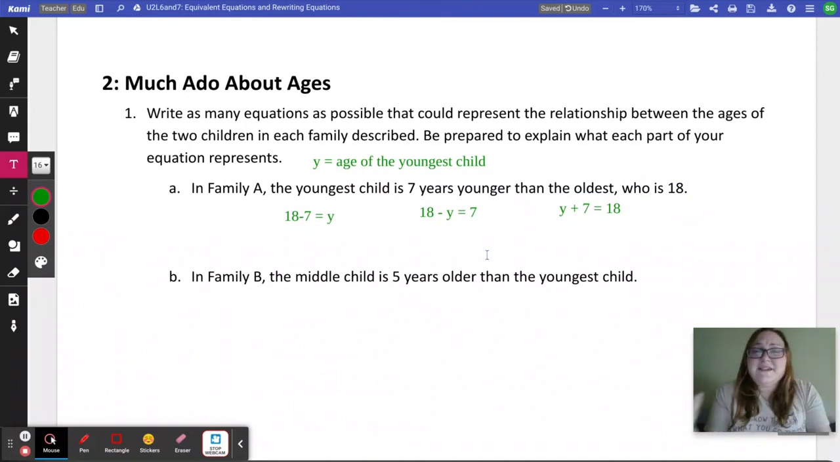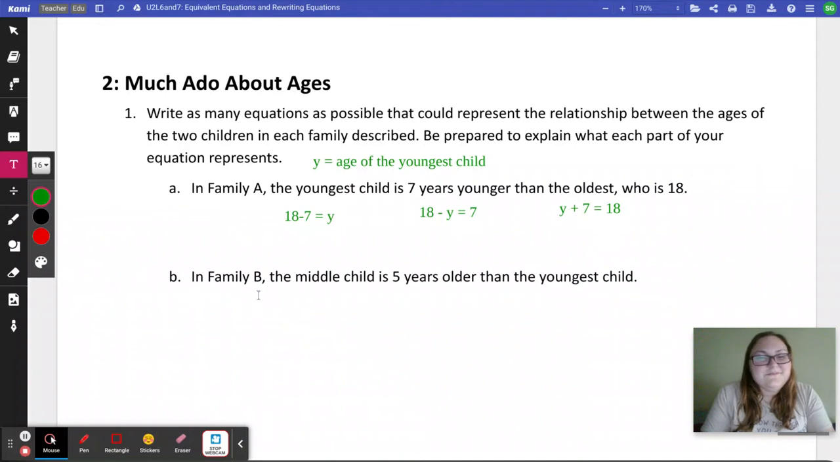Now remember, the theme of this lesson is all about equivalent equations. These are 3 equations that look different, but they all represent the same situation, and more importantly, they all have the same solution. All 3 of these equations, if we were to solve them, we would get that youngest child is 11 years old. So they're all representing this situation and describing that same solution of that youngest child being 11.